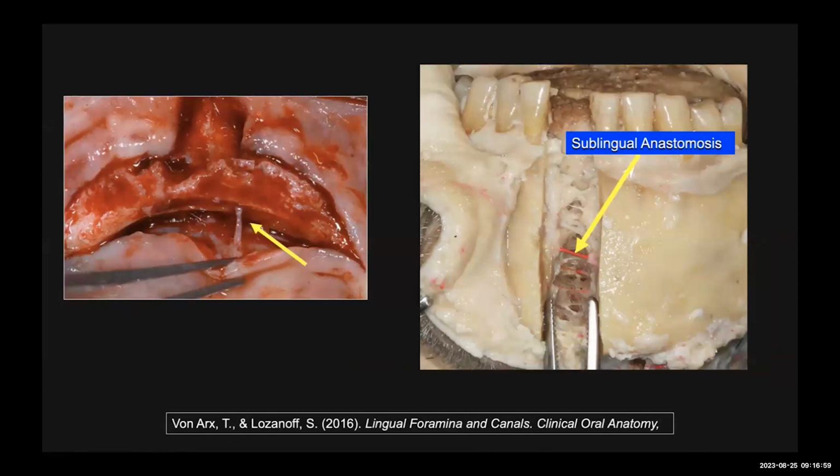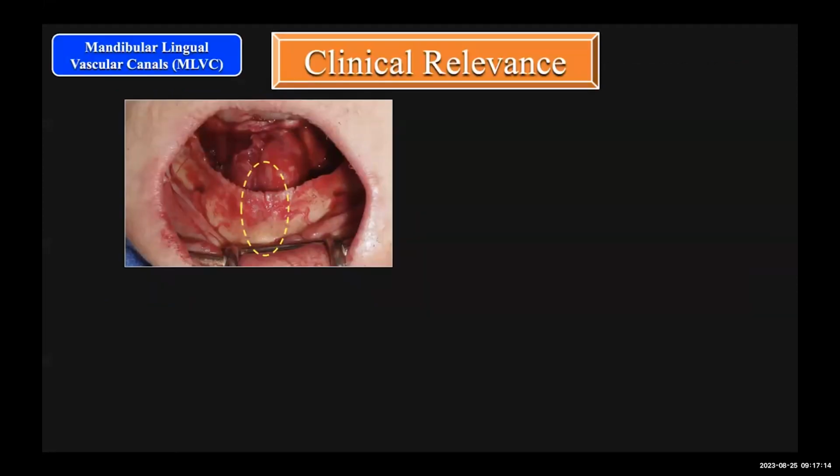So what is significant about this anastomosis? Well, number one, this is a vital structure and there's a nerve, artery, and a vein to it. What are we worried about? Mainly the vein and the artery.